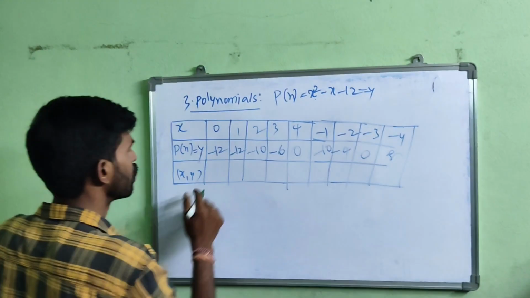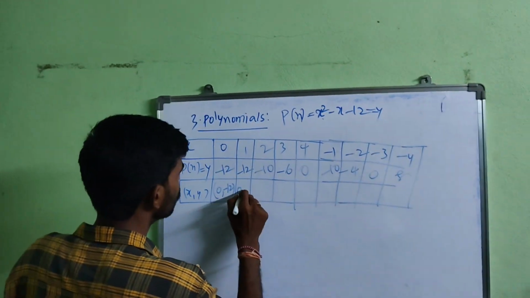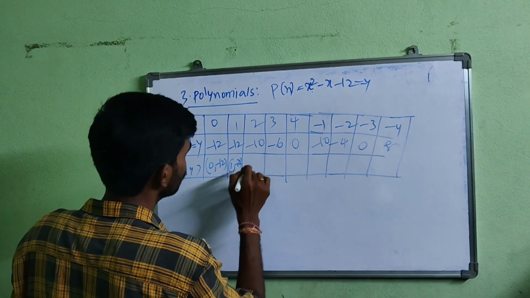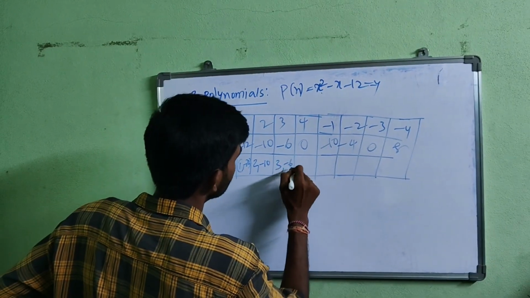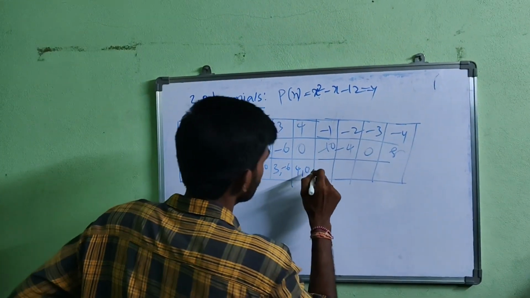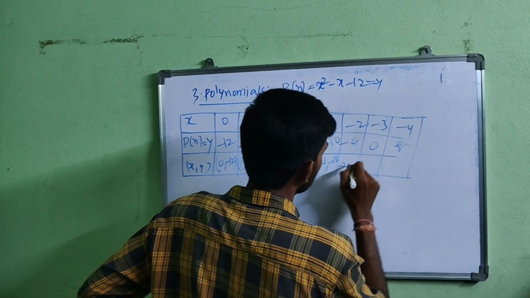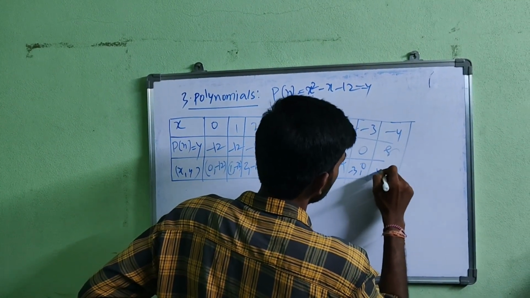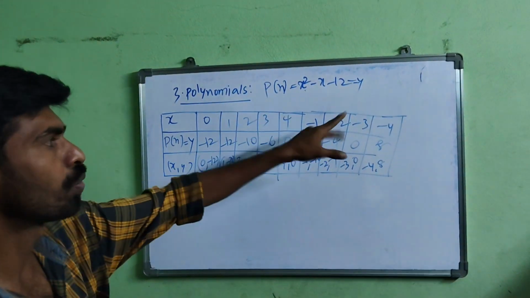After completion of all this, we need to write 0 comma -12, sorry, 1 comma -12, 2 comma -10, 3 comma -6, 4 comma 0, -1 comma -10, -2 comma -4, -3 comma 0, -4 comma 8. On the x-axis, 1 2 4 is enough.